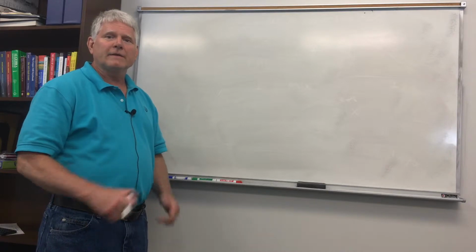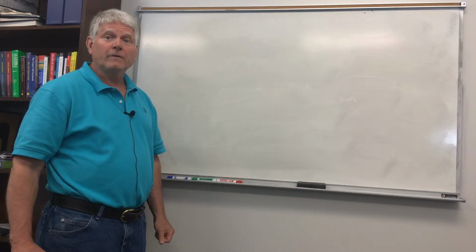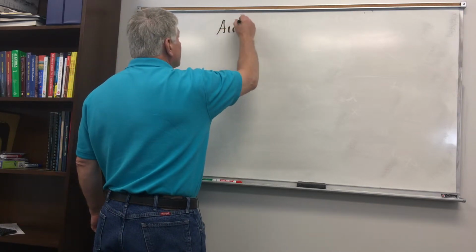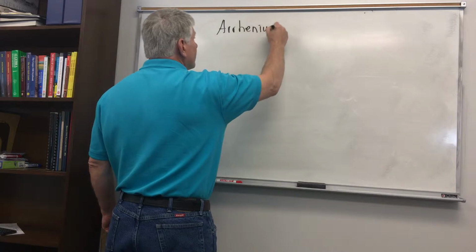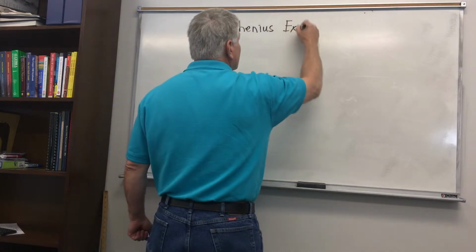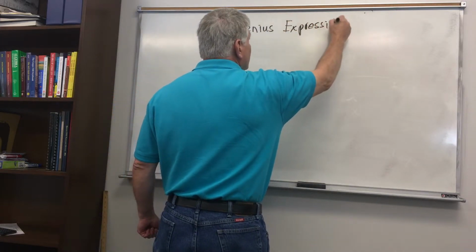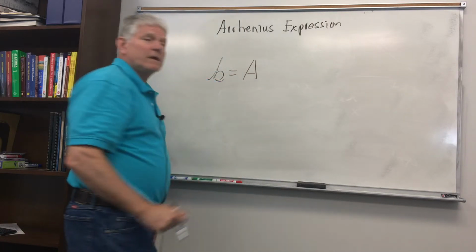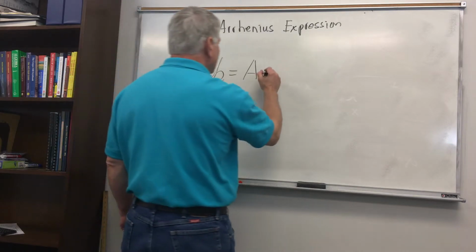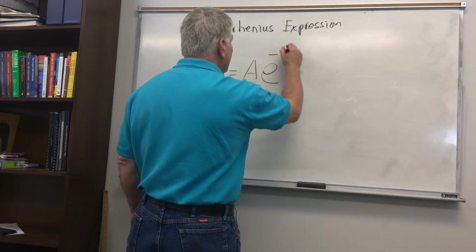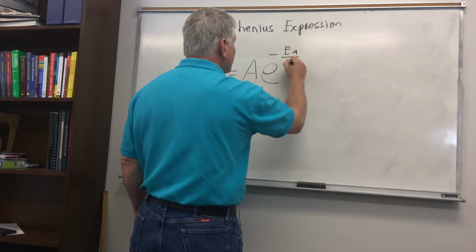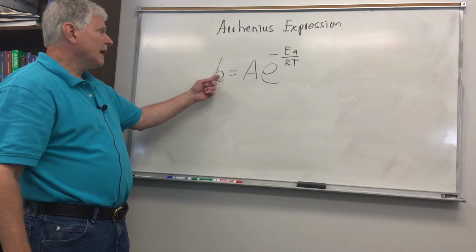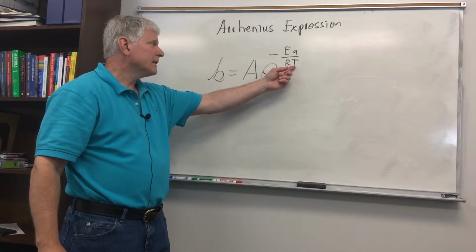Let's consider now the temperature dependence of the rate constant. This is given by the Arrhenius expression, which says that the rate constant k is equal to a constant A times e to the minus Ea over RT power. So this is how the rate constant k depends upon the temperature T.